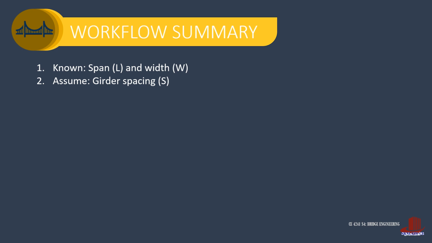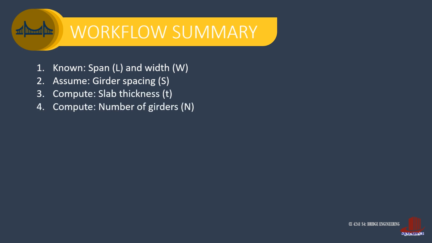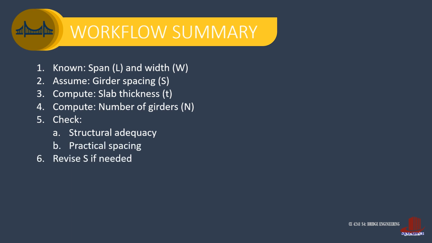Next is to assume the girder spacing. The assumption is through design experience, and from this, we can compute the slab thickness and also the number of girders. After knowing these parameters, we would need to check the structural adequacy and practical spacing, so we can check if there is a revision of the girder spacing necessary.